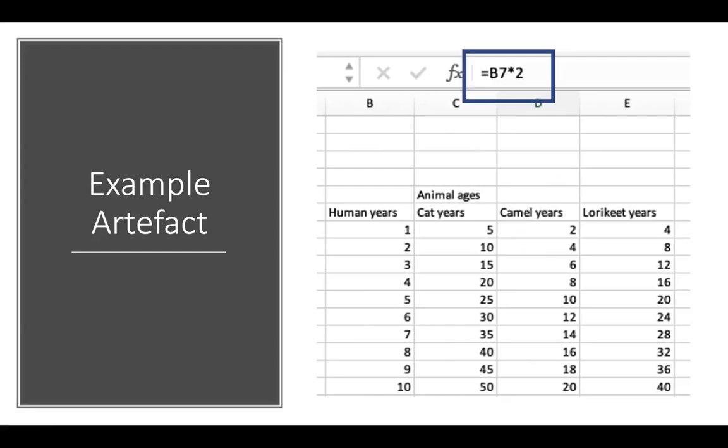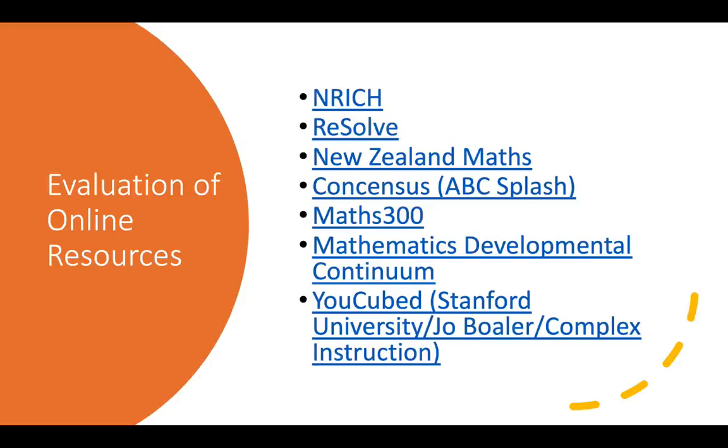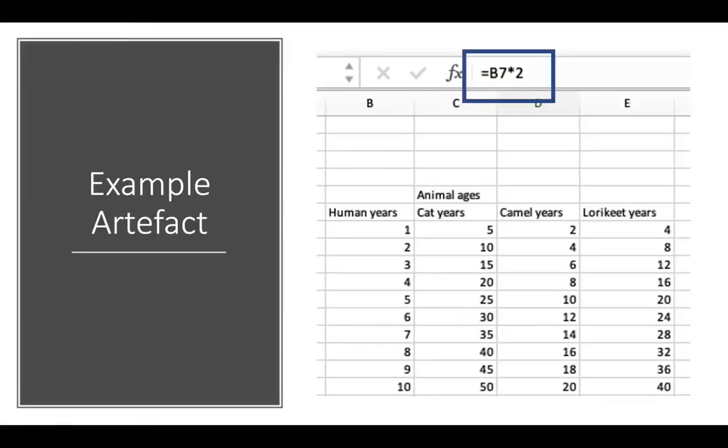Something that was interesting was that students started to develop their algebraic thinking through this problem. So you can see that one student used a formula as part of the process. They knew that if they went to the human years and multiplied it by 2, it would give them the number of camel years.